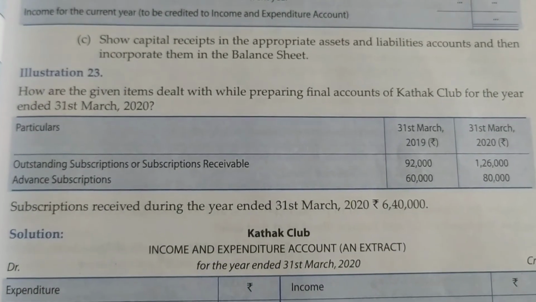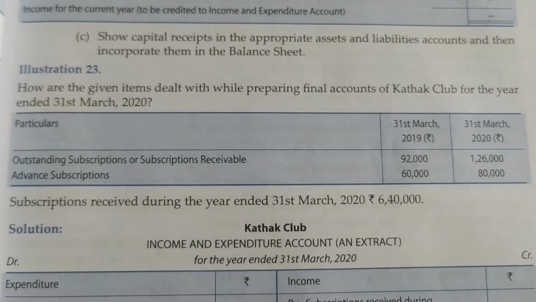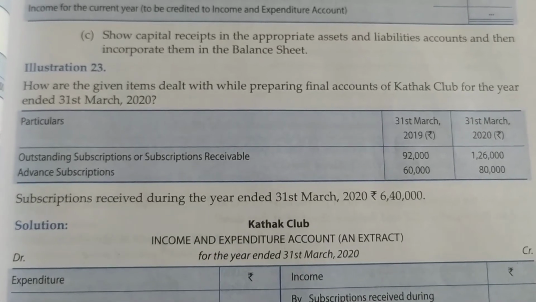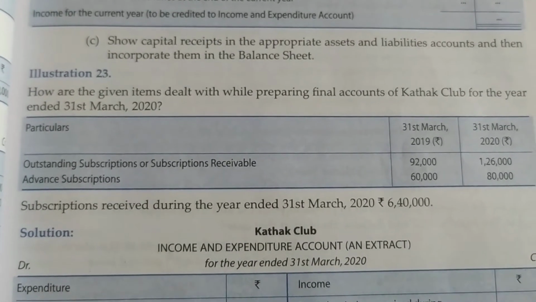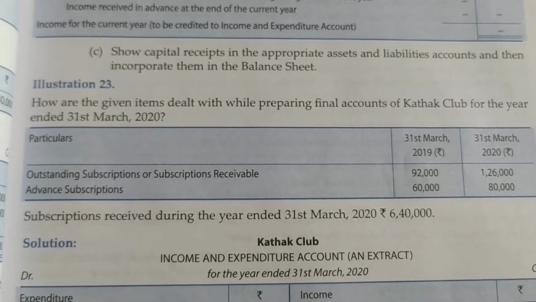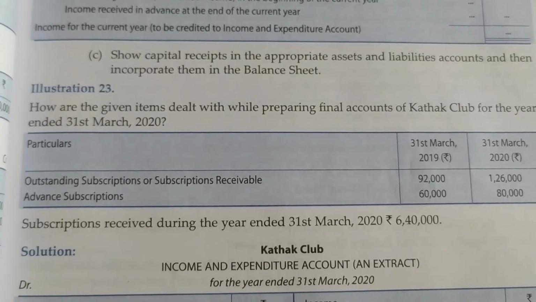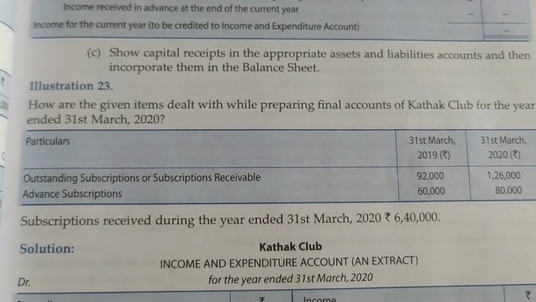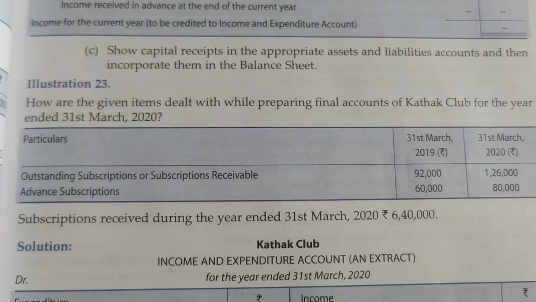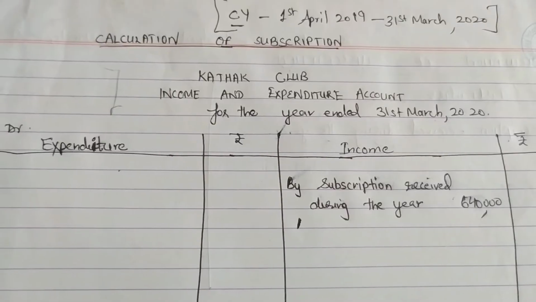The first item is outstanding subscription, or subscription receivable, for 31st March 2019 and 31st March 2020. Then advance subscriptions are given, 60,000 of 2019 and 80,000 of 2020. The amount of the subscription received during the year ended 31st March 2020 is rupees 6,40,000. On the basis of this, we will prepare the format.